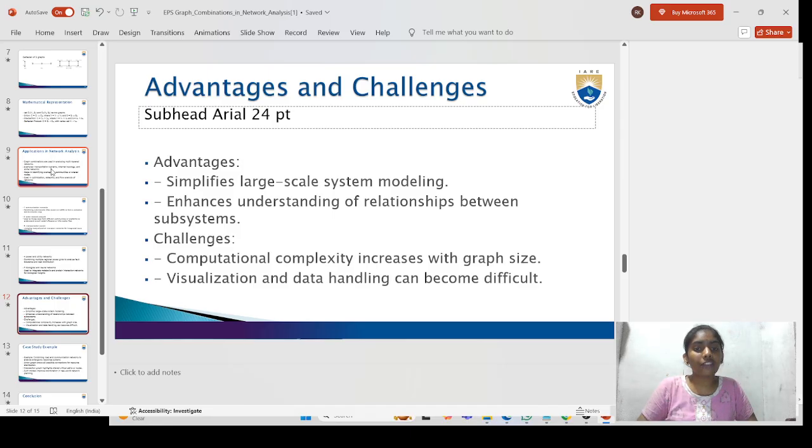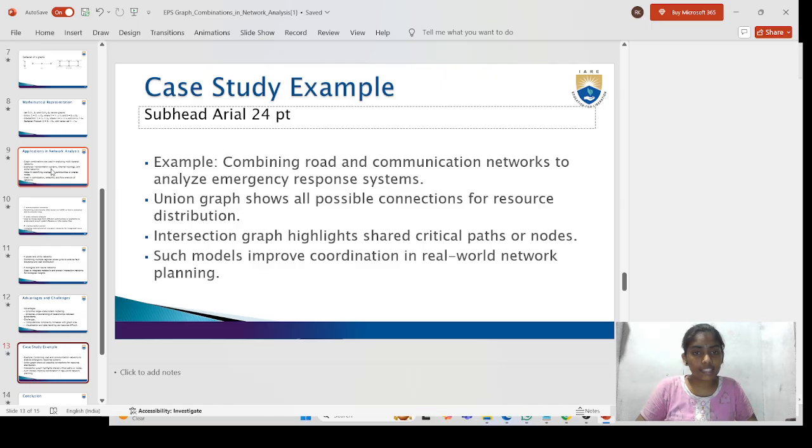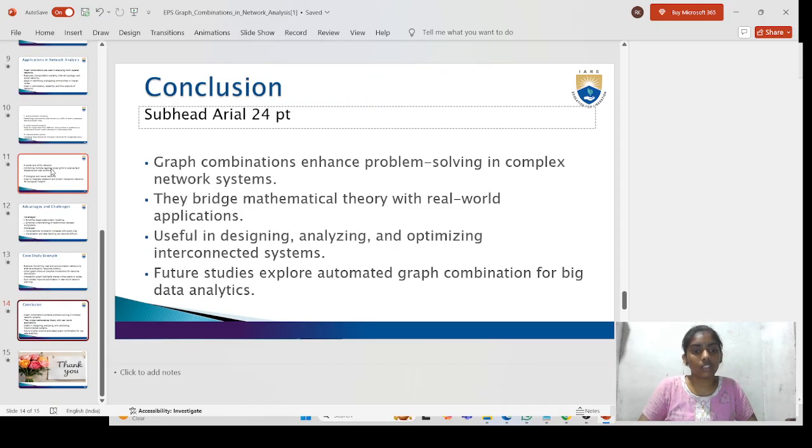Next we saw advantages and challenges. Advantages are that it simplifies large scale modeling and enhances understanding. Challenges are computational complexity, visualization and data handling. And we learned about a case study example combining road and communication networks to analyze an emergency response system, where the union graph shows all possible connections and the intersection graph highlights shared critical paths. Next we have the conclusion. These are the graph combinations.